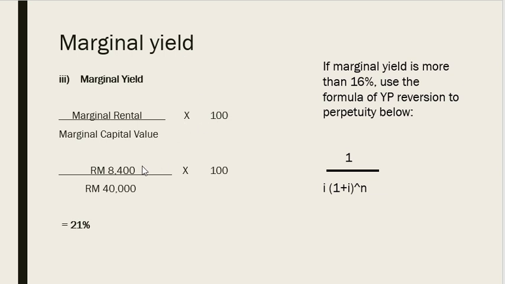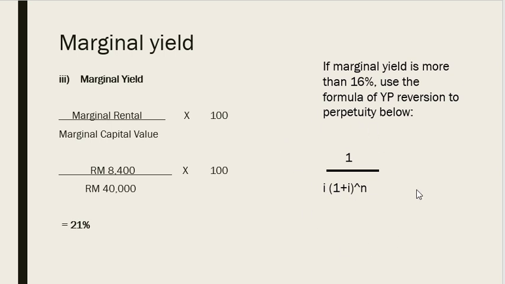So we have determined earlier that the marginal rental is 8,400, divided by RM 40,000, because we determined earlier that the marginal capital value is 40,000, and we have to times by 100. So we will get the answer for marginal yield, that will be 21%. Since we get this marginal yield, we need to remember this formula of YP reversion before we proceed with the valuation.